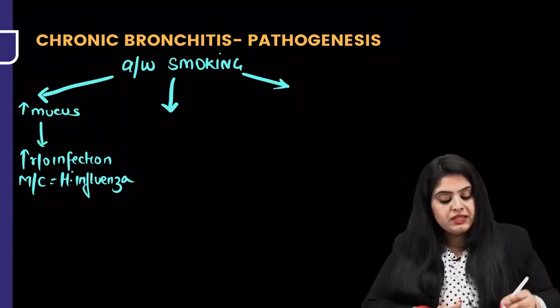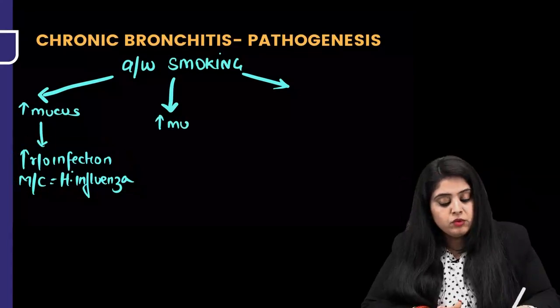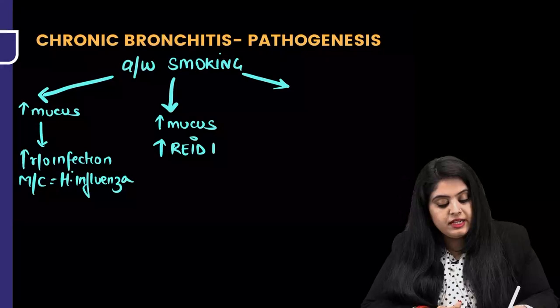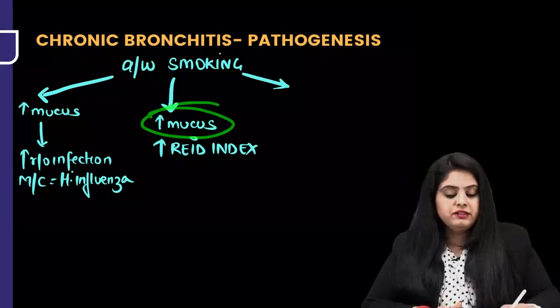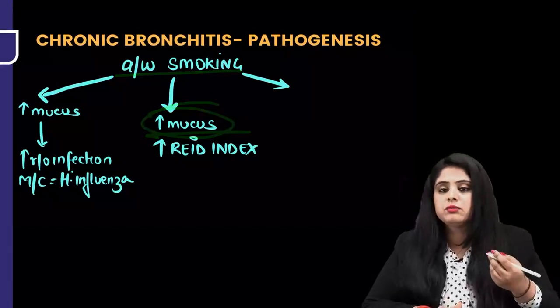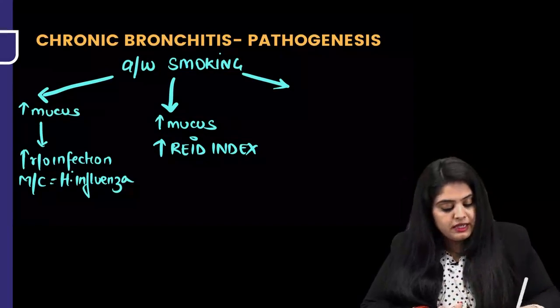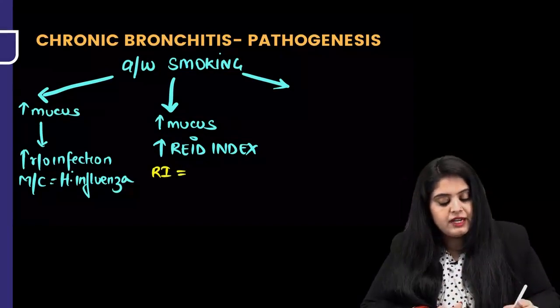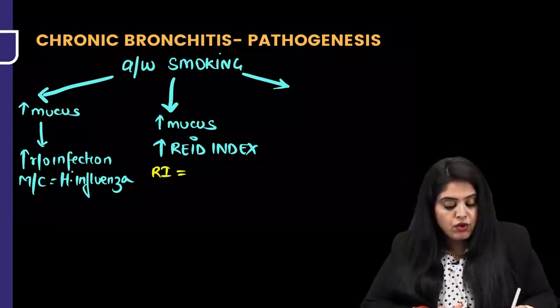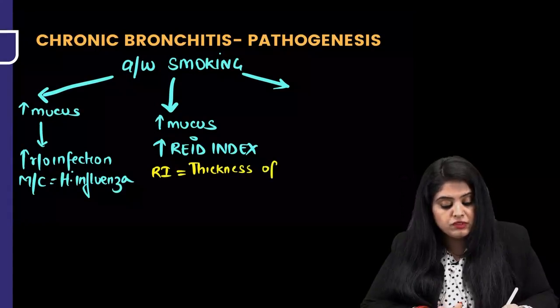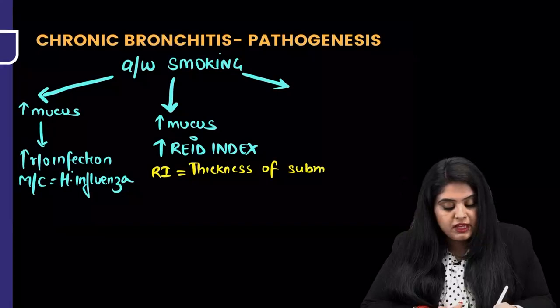Coming to the next one. Because there is an increase in the mucus production, there is an increase in something known as the Reid index. So tell me one thing, mucus toh badh raha hai. Everyone is saying, okay, you are smoking, so your mucus production, but who is increasing? Who is making that mucus? So what is Reid index? Reid index is defined as the ratio of the thickness of which glands? Who is making mucus? Submucosal glands. Obviously, they are going to increase.